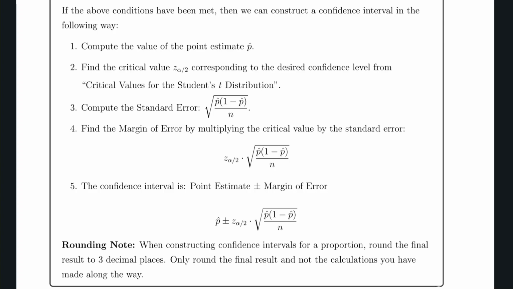First, we find our point estimate, P hat, and remember that is X divided by n. Next, we find the critical value corresponding to the desired confidence level. In the phrasing of the problem, it will say, for instance, a 95% confidence level, 99%, 99.8%. Whatever that is, we can look it up in our table of critical values for the student's t-distribution.